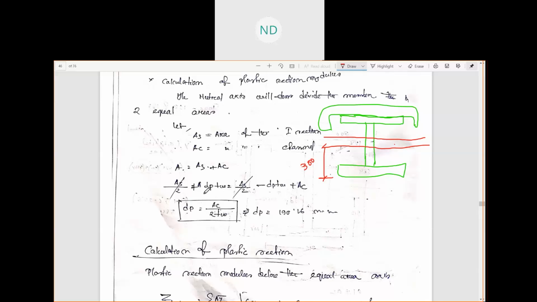So these areas are considered, AS is equal to AC. Above the neutral axis we are considering the top portion, and at the bottom, if you see below this Z axis, below this Z axis.